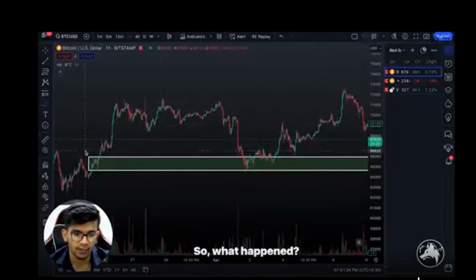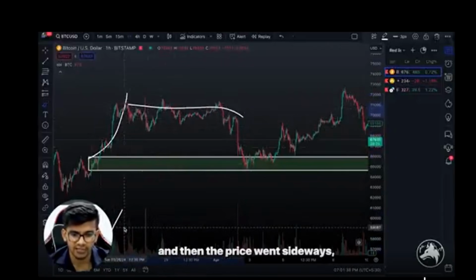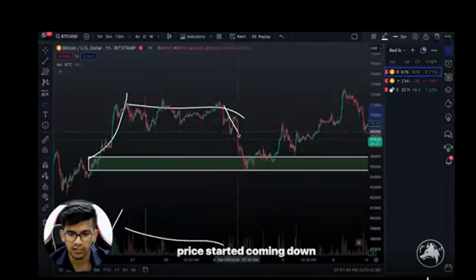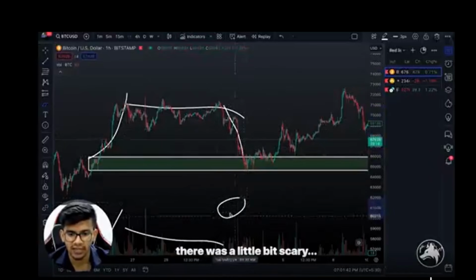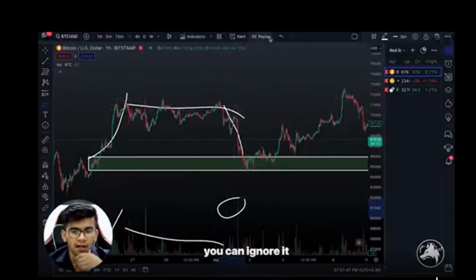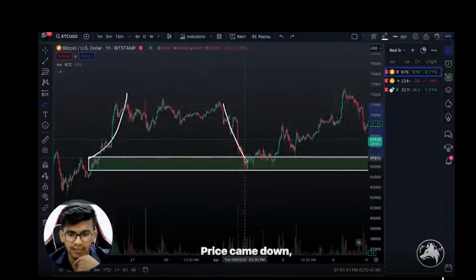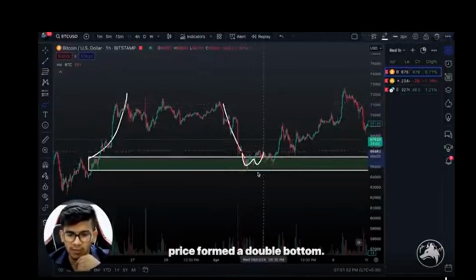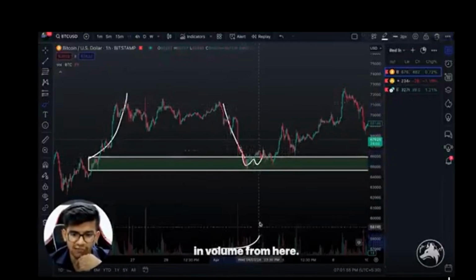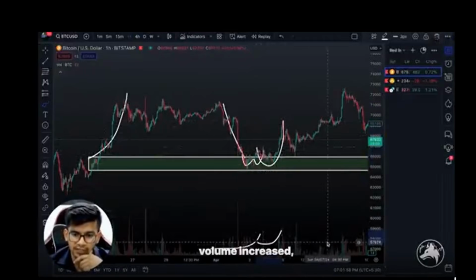So what happened? Price went up, high volume, and then the price went sideways, volumes dried up, price started coming down. There was a little bit scary volume, but it was only for one candle. So this one candle, you can ignore it sometimes, because sometimes something like this happens. Price came down, price formed a double bottom. You can see a significant rise in volume from here.